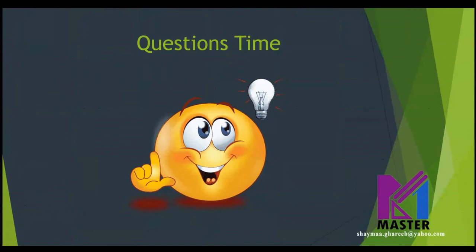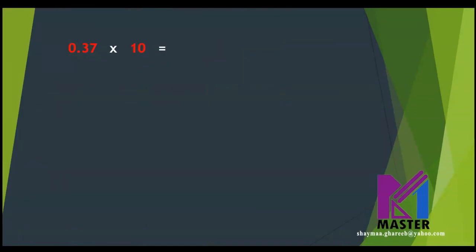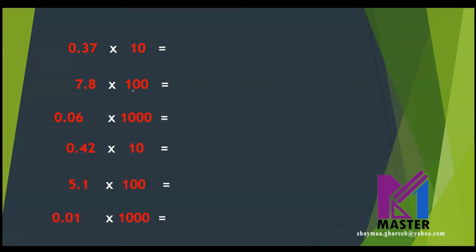Now it's our questions time. 0.37 times 10 equals, what did we say? Move the decimal point 1 place to the right to make each digit 1 place higher. And what about this one? Now look at all these questions, then start to write your answer and revise it with the video.